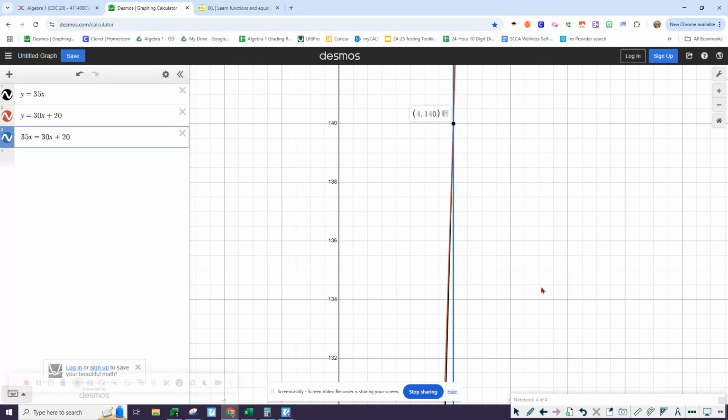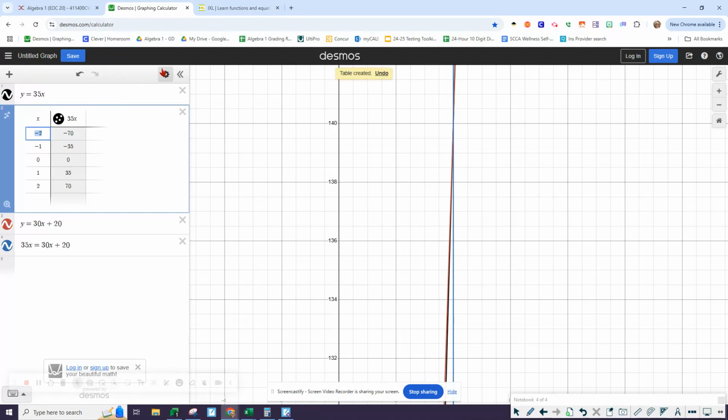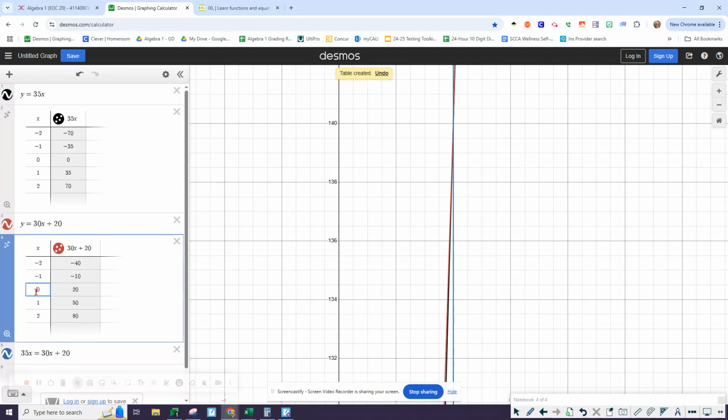4, 140. Another way you can use Desmos to figure this out is you can change this into a table and this into a table. You can put your 4 in on both of them, and since you know that 4 is going to be the answer, 140 is going to be on both of those tables. So that's another way you can answer that.